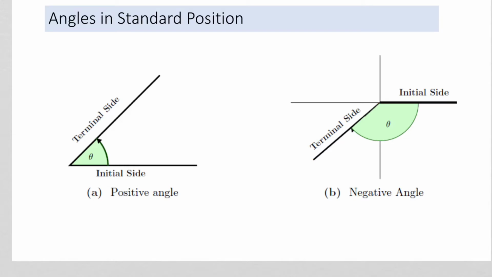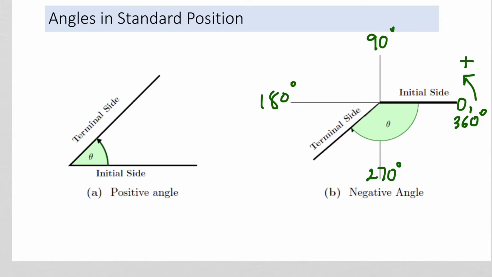So let's put some degree measures on here. If I'm going in the positive direction, this would be 0 degrees, then 90 degrees, then 180 degrees, then 270 degrees, and one full revolution would bring you back to 360 degrees, which is in the same position as 0 degrees.